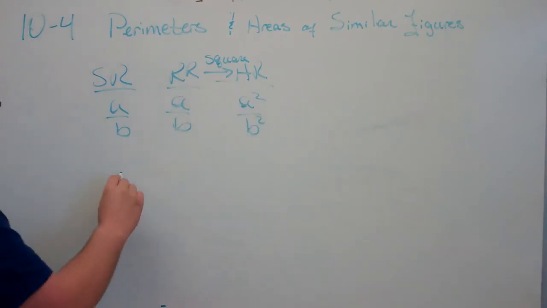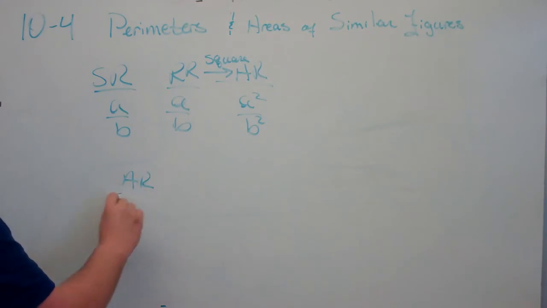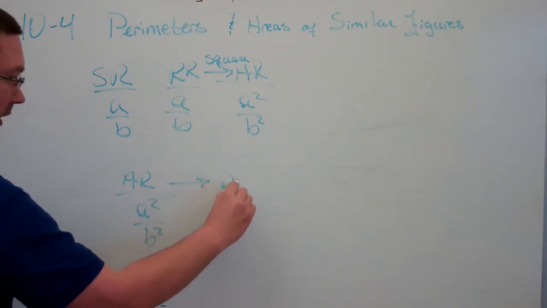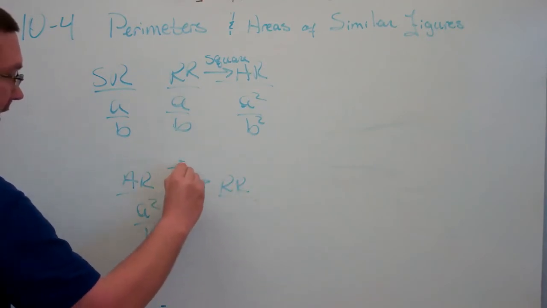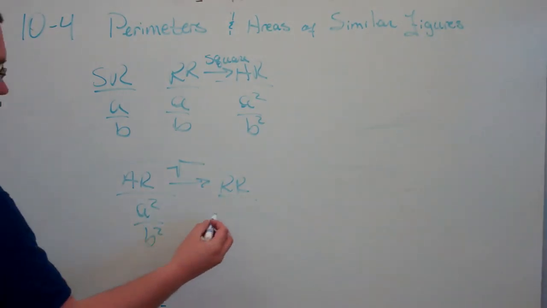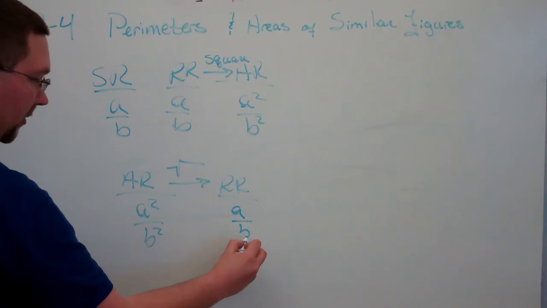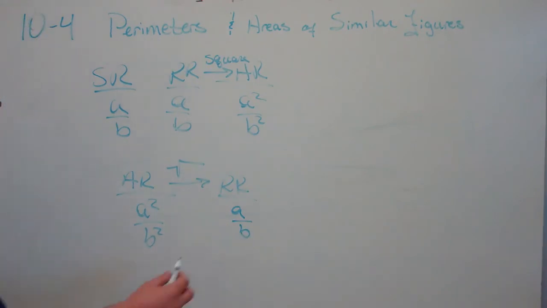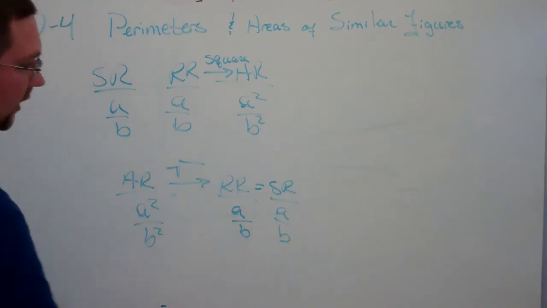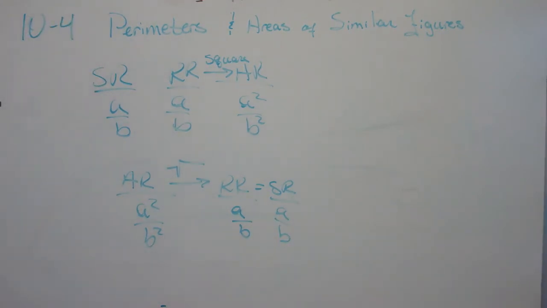Now to go back, if I give you your area ratio, remember that's A squared over B squared. To go to your perimeter ratio, you're going to take the square root of your area ratio, and that's how you're going to come up with A over B. And of course, this also equals the similarity ratio as well. So make sure you know how to convert between these.